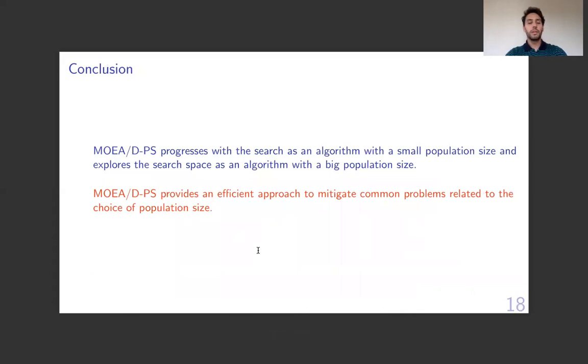So in conclusion, we show that MOEAD PS progresses with the search like an algorithm with a small population size and explores the search space like an algorithm with a big population size. MOEAD PS provides an effective approach to mitigate common problems related to the choice of population size, as we can set a very big population size and update small values during the search.